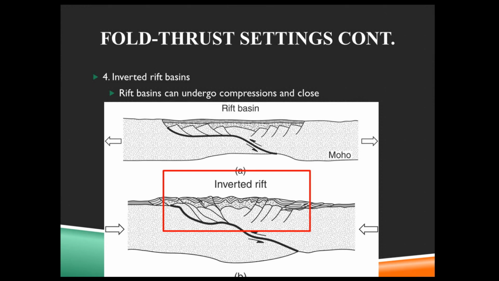And we're going to get folding going on, therefore we're getting a thrust fold scenario, and we actually end up getting hills and or mountains, even though this used to be a rifting zone.